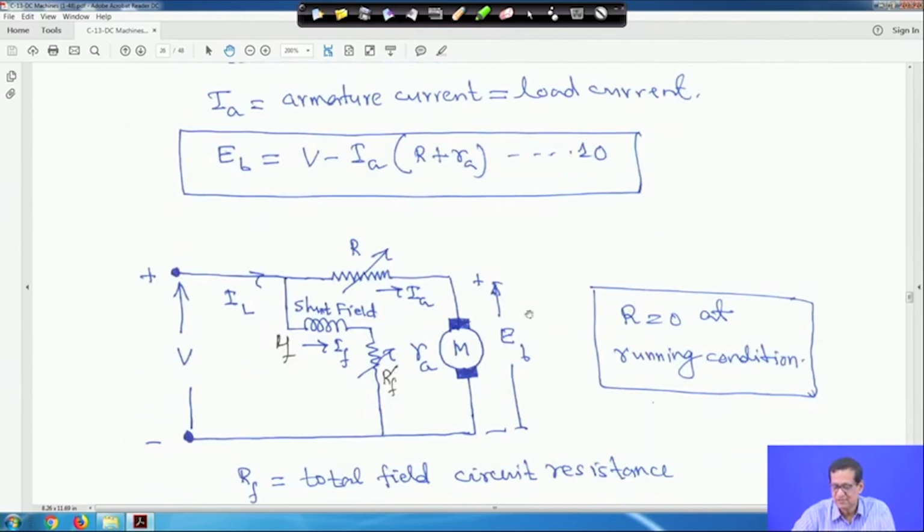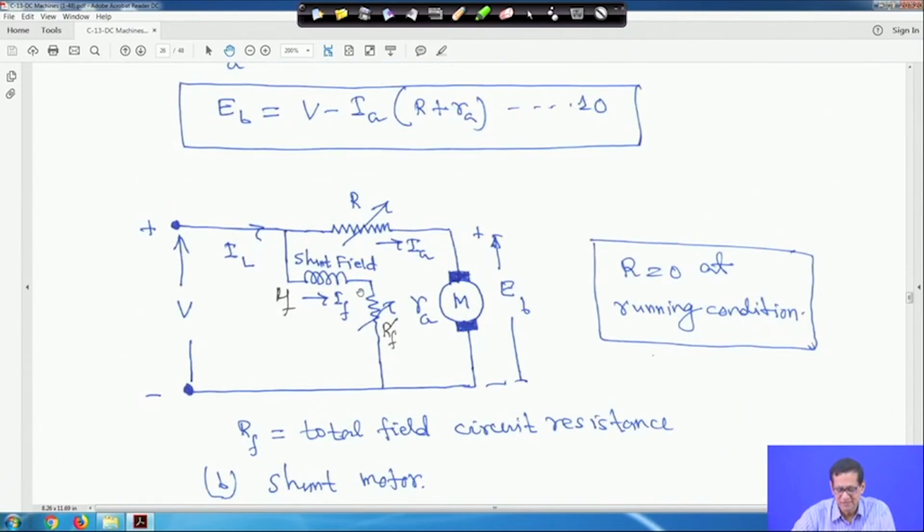Now, this is your shunt motor. In this case the shunt field is here, this is a field winding and this is the RF dash, right. Here I have not shown the SPST, but you can put it here also, I did not show it here, you can put it, right. So, I am now cleaning it.